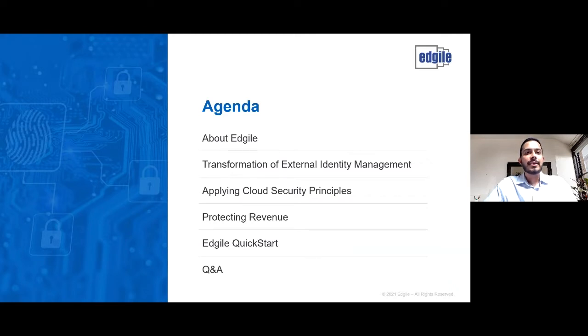Lastly, we'll cover Edgile's Quick Start program, talk through the objectives, and discuss how you can start modernizing your external identity program in a matter of a few weeks using Microsoft's security and revenue protection solution, and end the webinar with the Q&A. Feel free to post your questions as we go through the content. We will address your questions towards the end of the webinar. So let's get started.